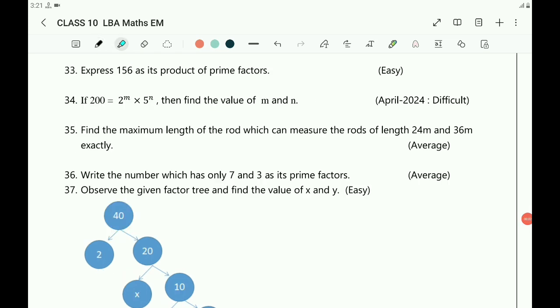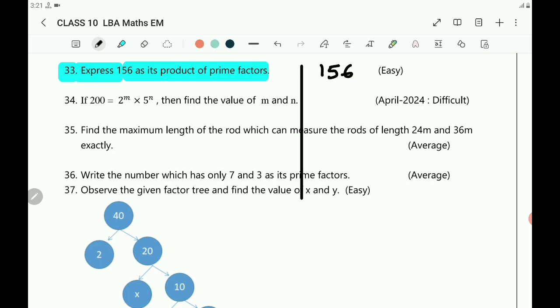Then you take the next number, question number 33. Express 156 as a product of prime factors. Follow the same method. Write 156. First prime number is 2. You know that it is an even number as the unit digit is 6. Divide it by 2 and you take 15 because 1 is smaller than 2. 15 is not there in the table of 2, so take its previous number 14. 2 7s are 14, and 15 minus 14 means 1 is remaining.